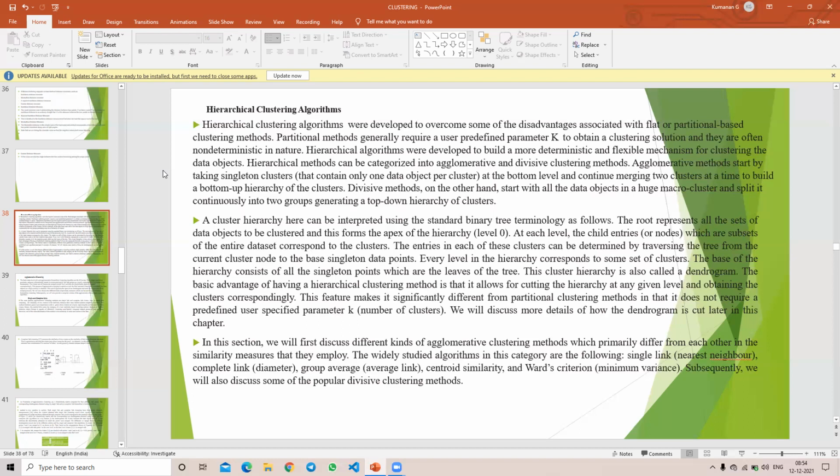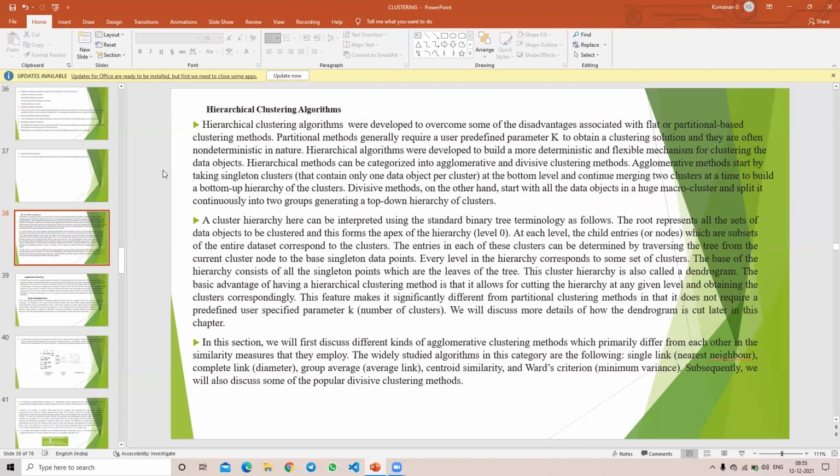This cluster hierarchy is also called a dendrogram. The basic advantage of the hierarchical clustering method is that it allows for cutting the hierarchy at any given level and obtaining the clusters correspondingly. This feature makes it significantly different from partial clustering methods in that it does not require a predefined user specified parameter k. Here k denotes the number of clusters. We will discuss in more detail how the dendrogram is cut later in this video.